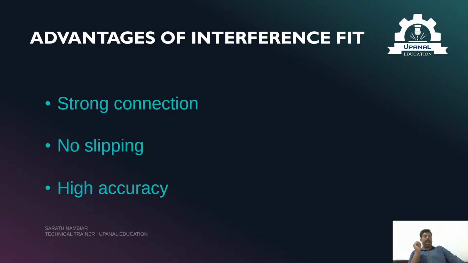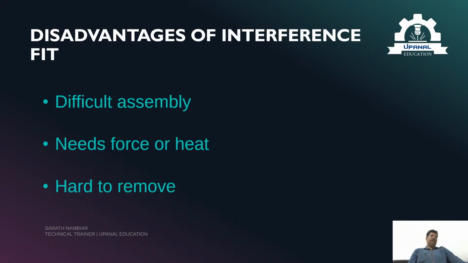Next, there is no slipping. Imagine a gear on a shaft. If the gear slips, the power will not be transmitted and the machine will stop working. The interference fit prevents this slipping. Now, the third main point is high accuracy. Because the parts are tightly held, the positions remain fixed. This is very important in high precision machines. So whenever engineers want strength, rigidity, or no movement between parts, they always choose the interference fit.